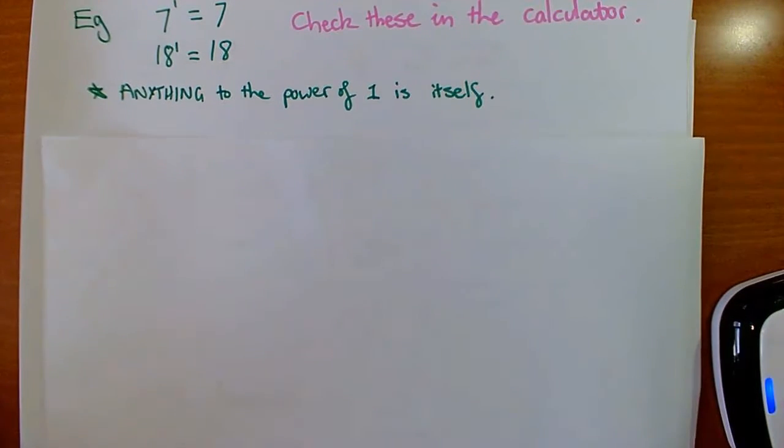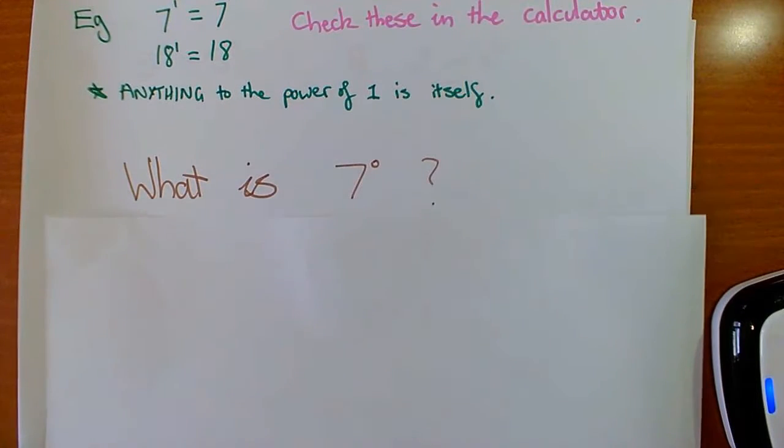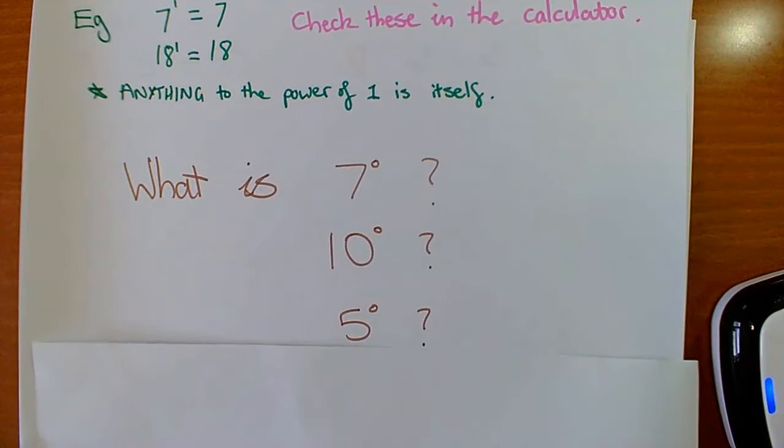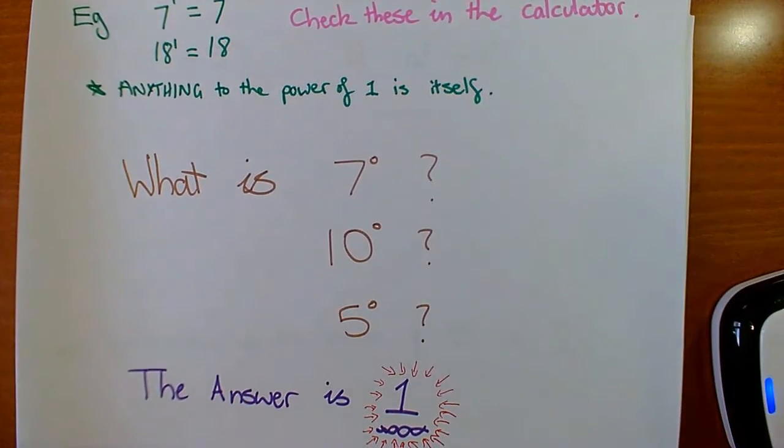So knowing that, what then is 7 to the power of 0? Or 10 to the power of 0? Or 5 to the power of 0? Put that in the calculator and check it for me now. So you should have found out that the answer to all three of those is 1.